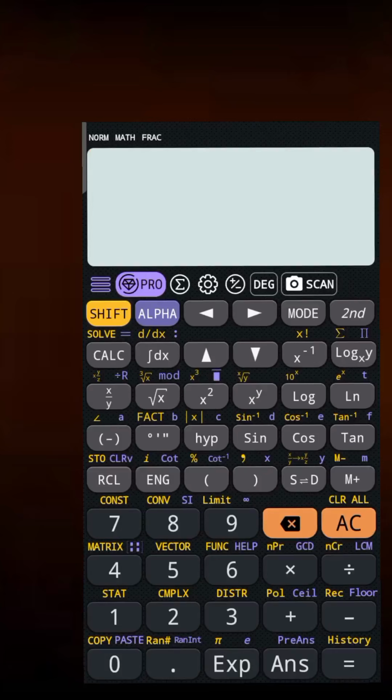Alright, I'll be showing you shortcuts on complex numbers: how to evaluate complex numbers using your calculator. There are a lot of things we can do with our calculator. We can do addition, subtraction, multiplication, division of complex numbers.